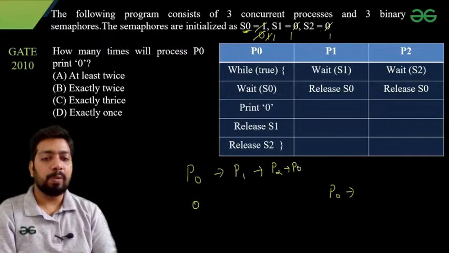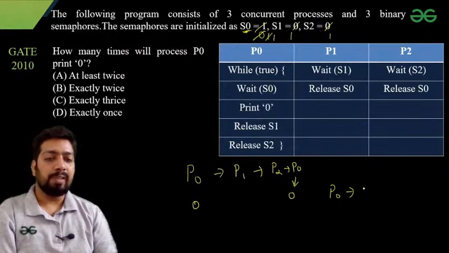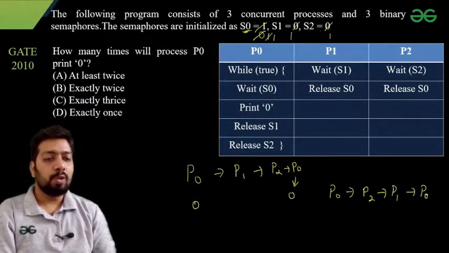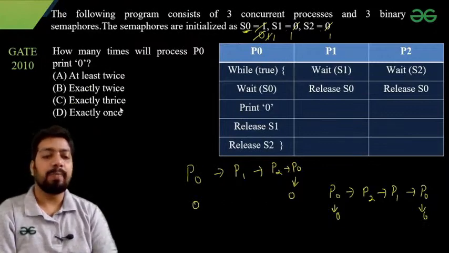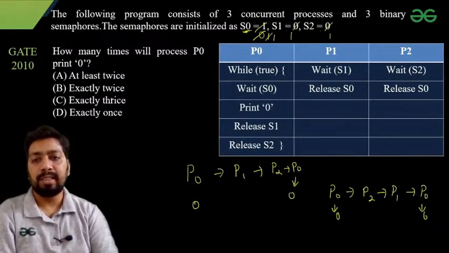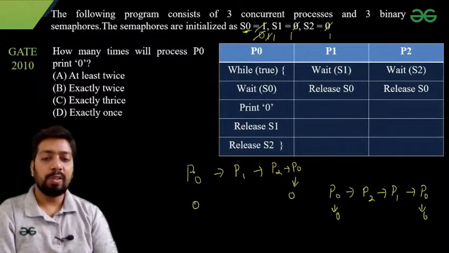So P0 will get the CPU again and it will print 0 and release the semaphores S1 and S2. The same will happen if we change the sequence. Suppose after P0, first P2 is performed, then P1 and then P0. So two 0s are printed here. Some of you might be thinking that the answer should be exactly twice, but there is another sequence as well. Or some of you might have executed only till P0, P1, P2, and think the answer is exactly once. That is also incorrect.